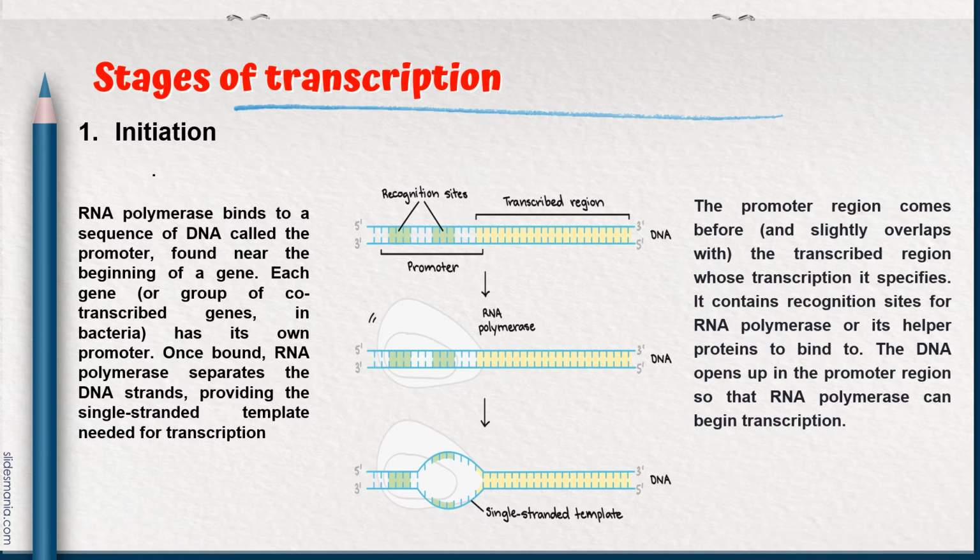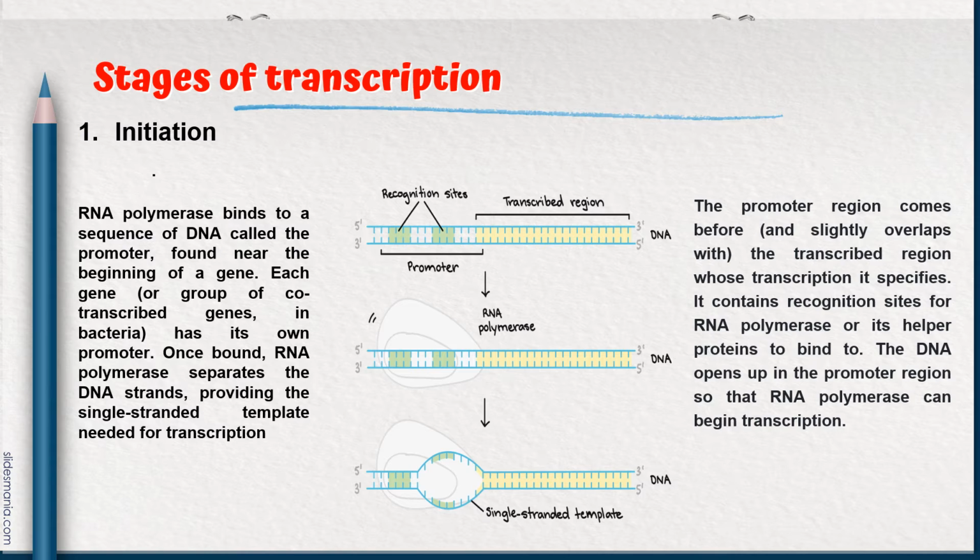Now let's have the stages of transcription. First, we have initiation. In initiation, RNA polymerase binds to a sequence of DNA called the promoter. This promoter, which turns a gene on or off, is found near the beginning of a gene. Each gene has its own promoter. Once bound, RNA polymerase separates the DNA strands, providing the single-stranded template needed for transcription.